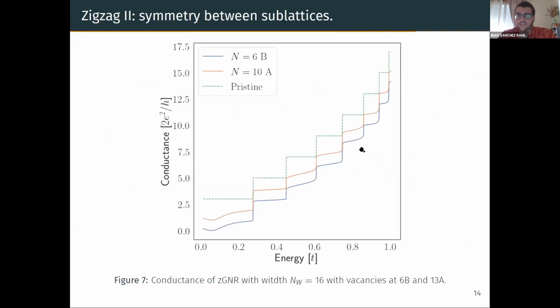The first thing that I can say is that the effect on conductance of eliminating an atom of a sublattice, let it be sublattice A, at a distance d from the edge formed by sublattice A is the same as what would appear if we eliminate an atom in sublattice B at a distance d from the edge of sublattice B. As we can tell here, we are eliminating an atom in dimer 6b, and we are eliminating at 10a. That's 6 dimers from the edge.